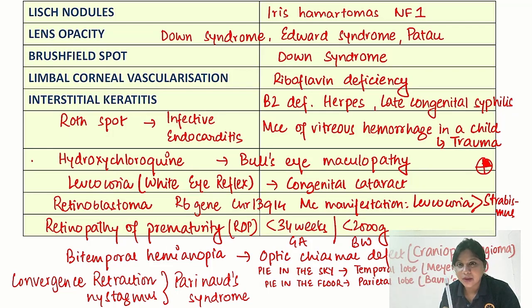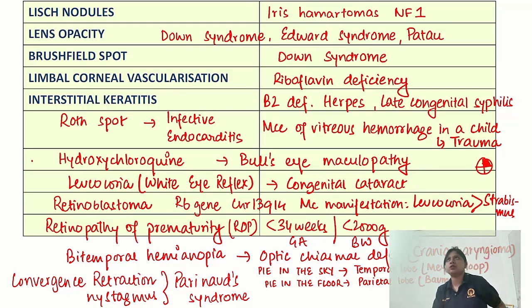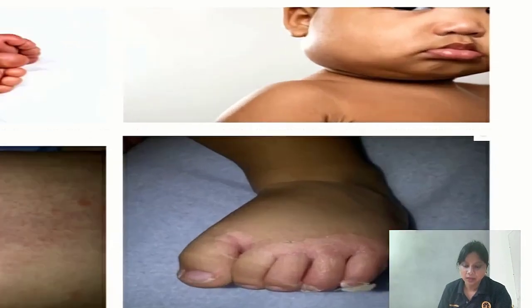Suppose I bring my pencil here. So there is going to be convergence and retraction. So during convergence and retraction, we'll have a nystagmus that is known as convergence retraction nystagmus. So this is in short the eye manifestations in pediatrics. Very, very important table.